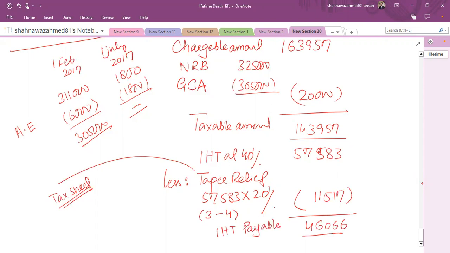The issue that students normally face is the NRV rule, the 7 year accumulation rule. In the case of lifetime tax, we have to see 7 years from the date of gift. In the case of lifetime death tax, again, we have to see 7 years from the date of gift. And in the case of death estate, we have to look back 7 years from the date of death rather than from the date of gift. This was our first requirement, to calculate IHT on this potentially exempt transfer.